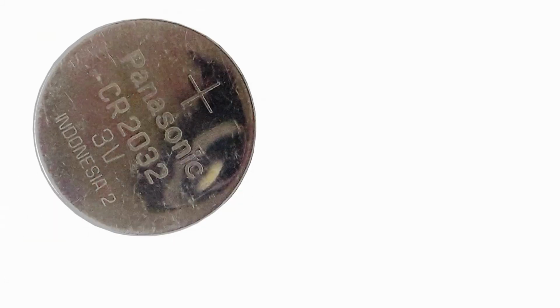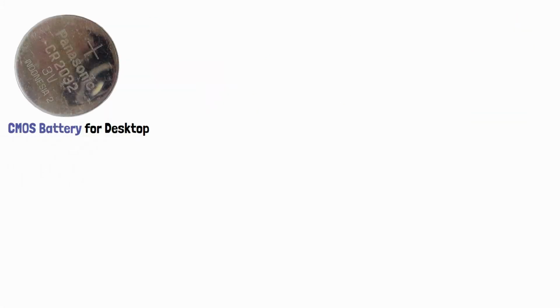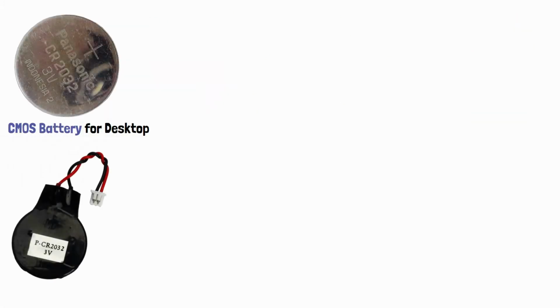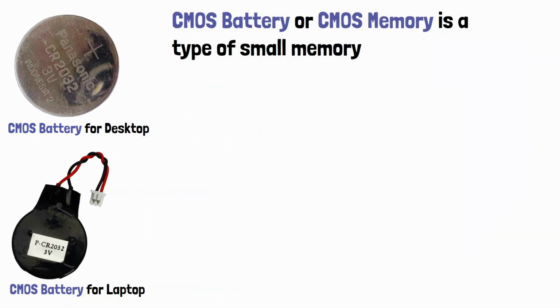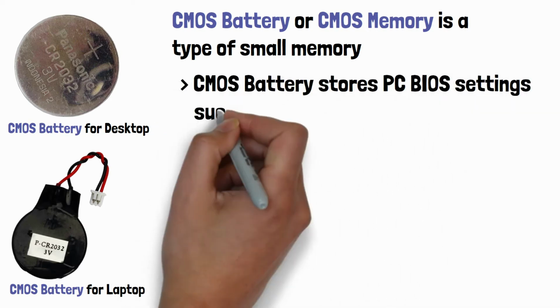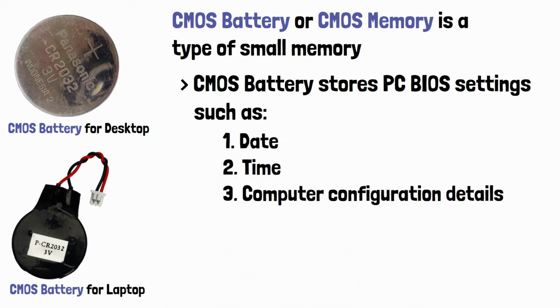Some call it the CMOS memory. It's an acronym, CMOS battery, CMOS memory. The CMOS battery or CMOS memory is a type of small memory in a typical computer. CMOS is an acronym for complementary metal oxide semiconductor. The function of the CMOS battery or CMOS memory is to store the settings of a computer, the BIOS settings. BIOS means basic input-output systems.